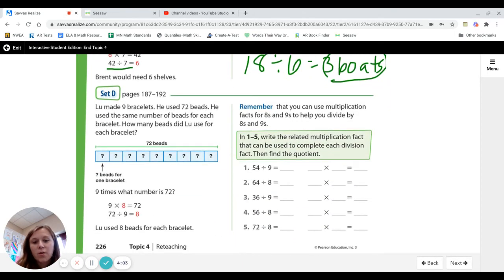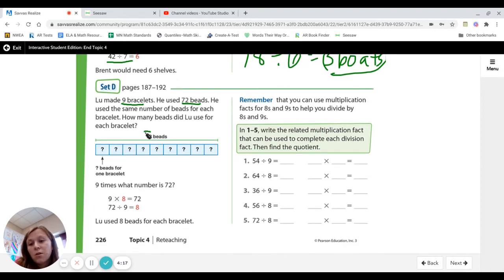Let's look at D. We're going to practice finding the related multiplication fact when there's a division fact. So our example, Lou made 9 bracelets. He used 72 beads. He used the same number of beads for each bracelet. How many beads did Lou use? So they decided to use a bar diagram. They put their total, 72, at the top. And then they did 9 boxes because he's making 9 bracelets. So we're thinking 72 divided by 9 equals what? We know 9 times 8 is 72. So Lou used 8 beads for each bracelet.